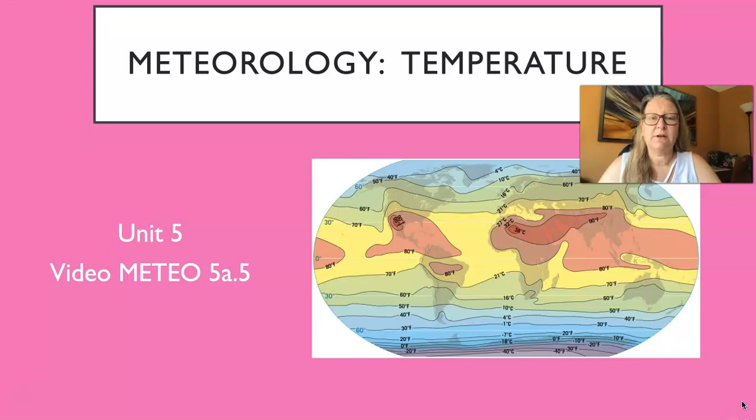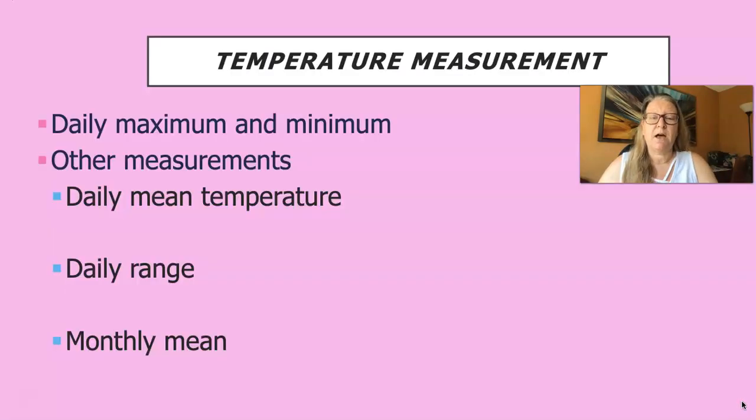This is our last learning video on the topic of temperature. I want to make sure you're clear on how to calculate some basic temperature measurements. Meteorologists often report the maximum and minimum temperatures of a given day in a place. Other measurements that are based on those maximum and minimum values include a daily mean or average temperature, a daily range, and a monthly mean. So let's make sure you know how to do that.